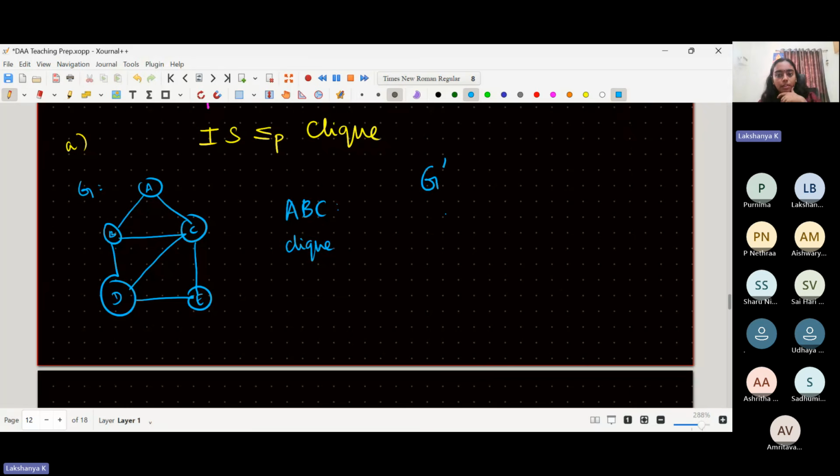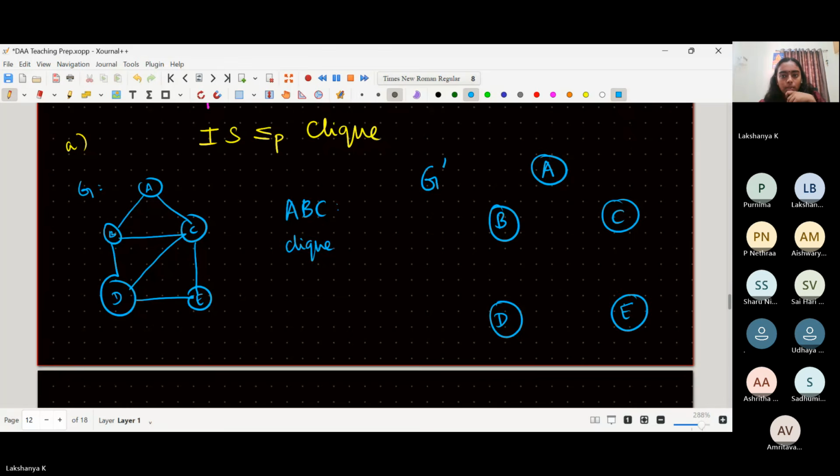So what is the complement of a graph? All of you have studied discrete math, right? Someone define the complement of a graph. Okay, it's basically wherever you have an edge in G, you will not have an edge in G dash. Wherever you don't have an edge in G, there you will have an edge in G dash. It's just the opposite of the graph.